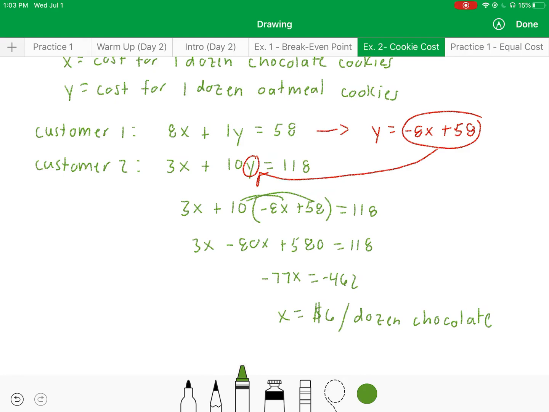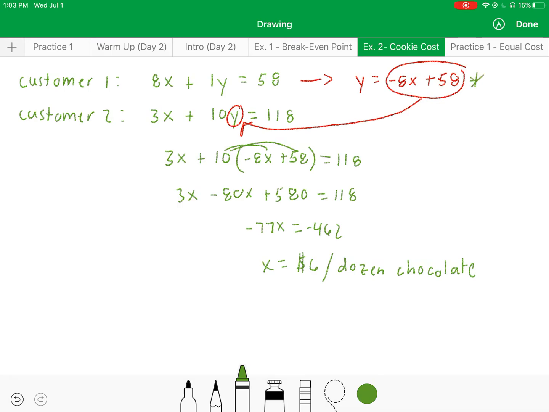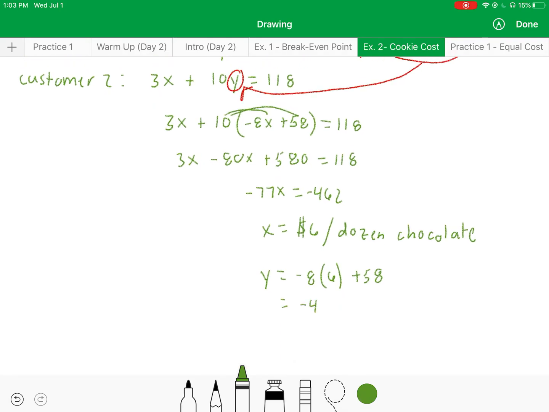And then I want to know what's the cost of the oatmeal, right? So I'm just going to take the $6 and I'd probably plug it in right here in order to solve for y. And that's going to lead me to $10 per dozen oatmeal. All right, there you have it.